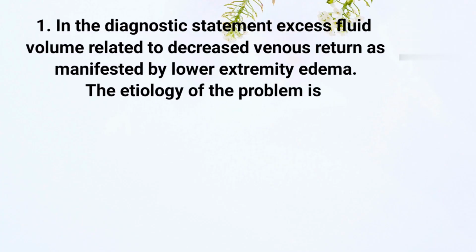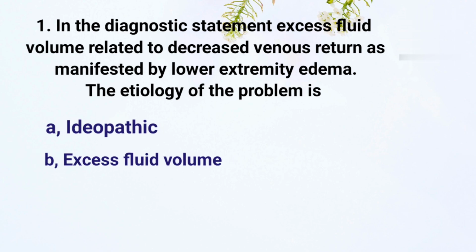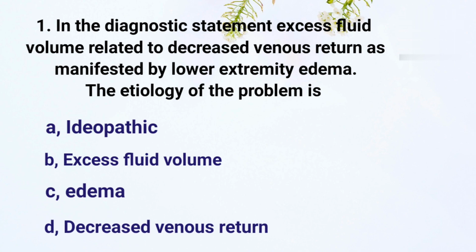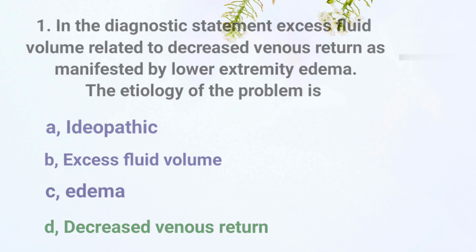First question. In the diagnostic statement, excess fluid volume related to decreased venous return as manifested by lower extremity edema, the etiology of the problem is: option A, idiopathic; option B, excess fluid volume; option C, edema; option D, decreased venous return. And the answer is option D, decreased venous return. It's a simple question. Everyone can answer it by the question itself.